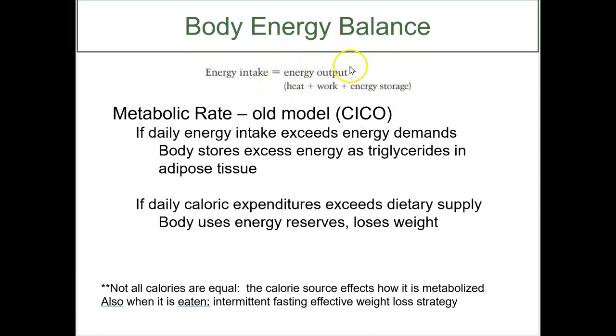And when we have energy output, remember we always lose energy as heat. So there's a lot of heat that's lost every time our bodies generate ATP. And so when we look at metabolism, this is kind of the older model, calories in, calories out. The basic idea was, if you measure the amount of calories you eat, if you take in more than you use, your body stores that excess food as fat in your adipose tissue.